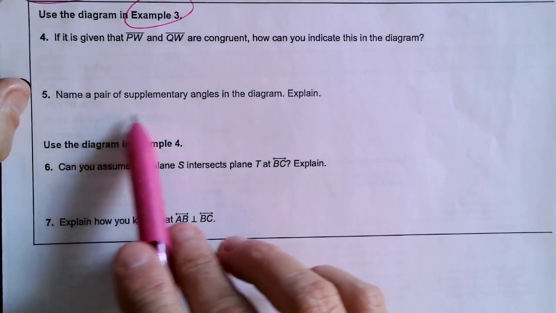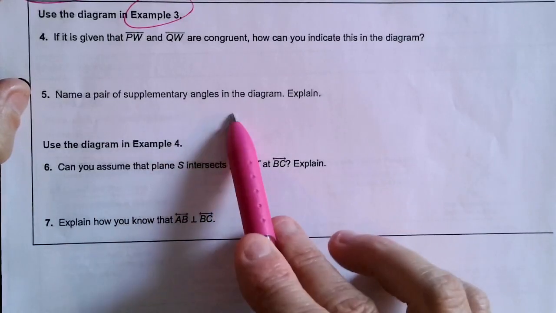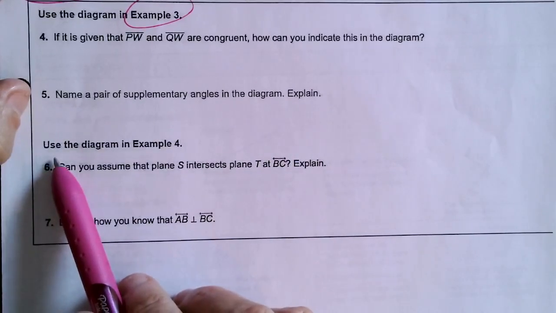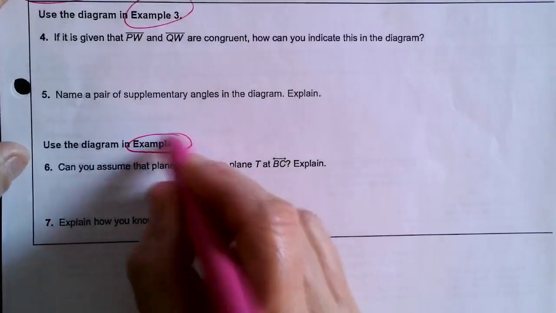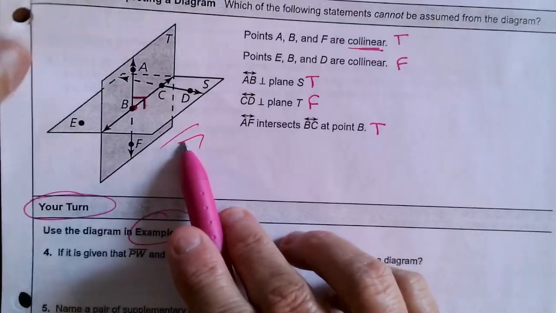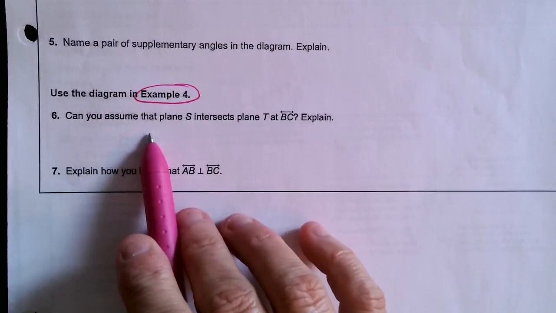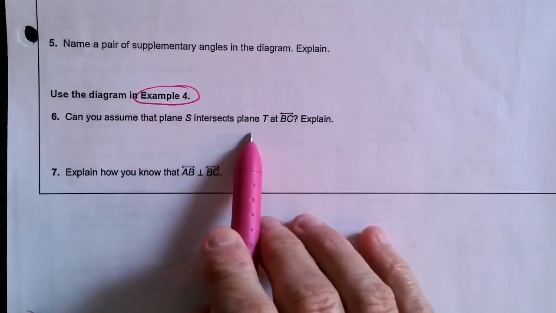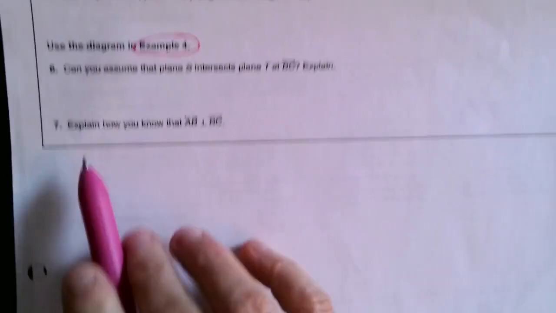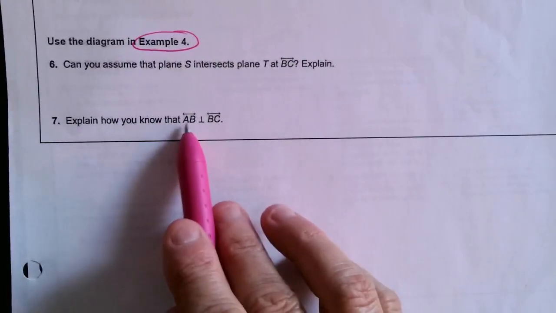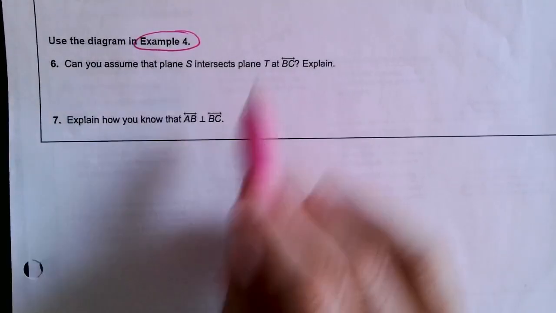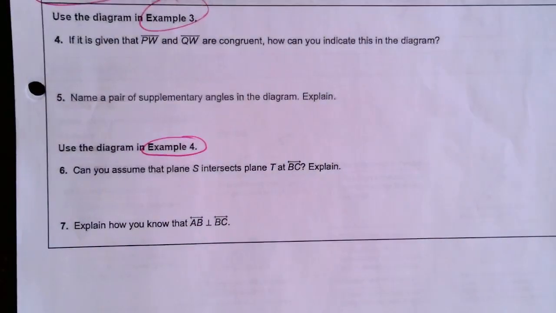Number 5, name a pair of supplementary angles in the diagram. Explain. Now this part right here, you're going to use example 4, which is this one right here at the top of the page. Can you assume that plane S intersects plane T at line BC? Explain. And then explain how you know that line AB is perpendicular to line BC. So this is for you to do, and then we're going to take a look in class.